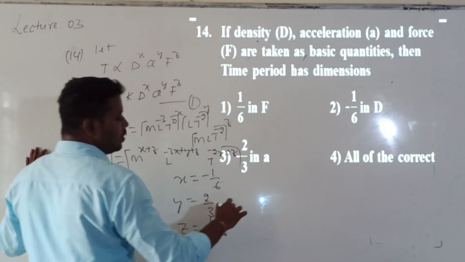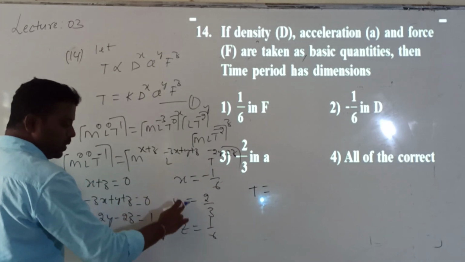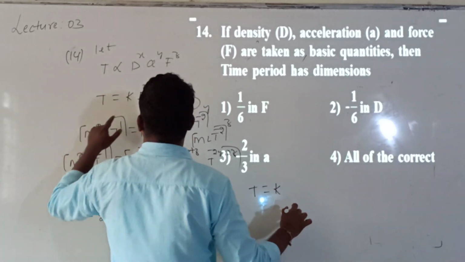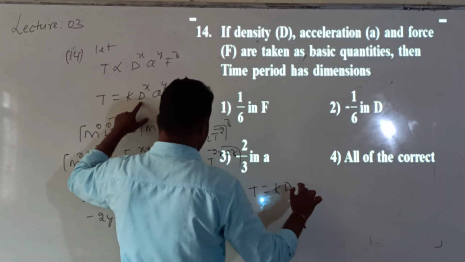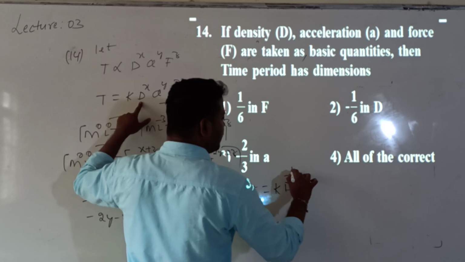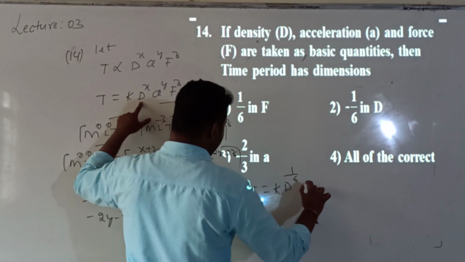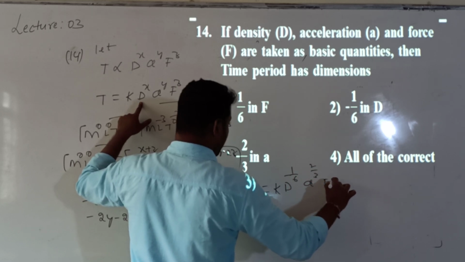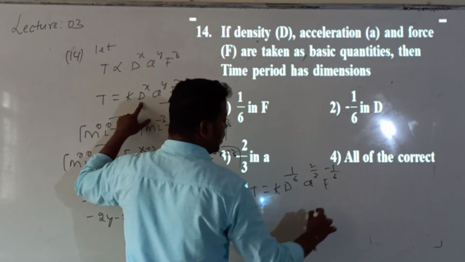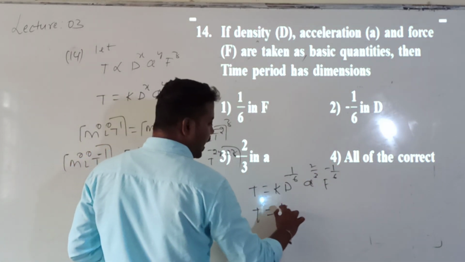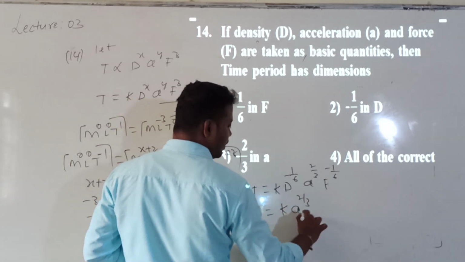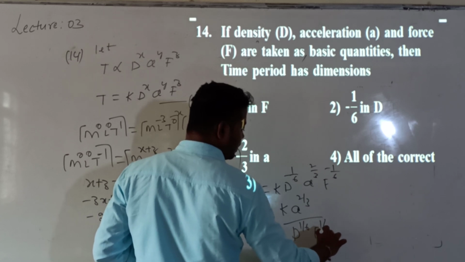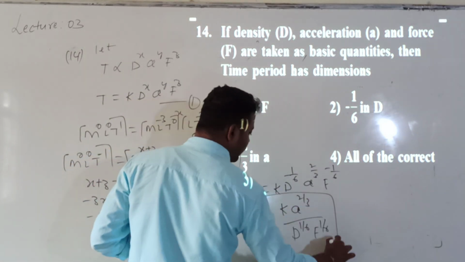What does it mean? Substituting x value, y value, z value in equation 1, t is equal to some constant k into d power minus 1 by 6 into a power plus 2 by 3 and f power 1 by 6. What does it mean? T is equal to K into A power 2 by 3 divided by D power 1 by 6 into F power 1 by 6. Okay, so this is the formula for T.